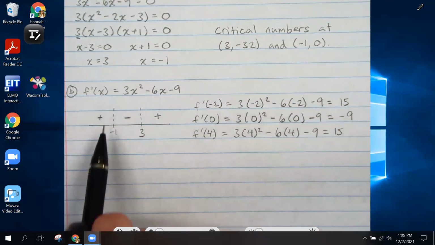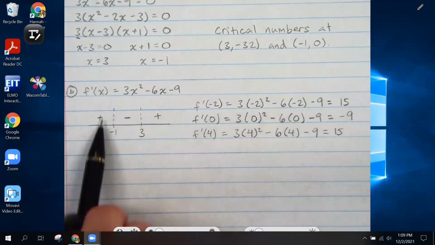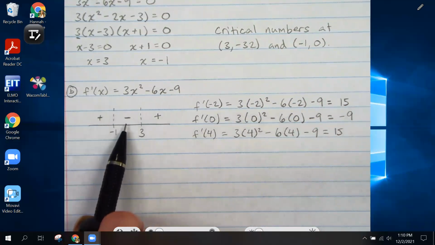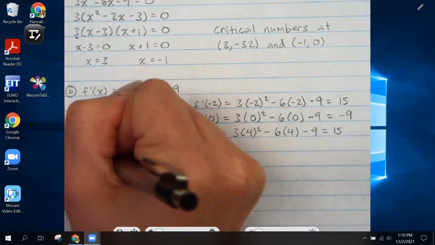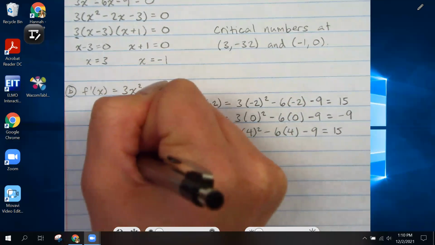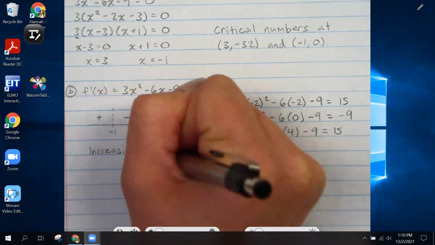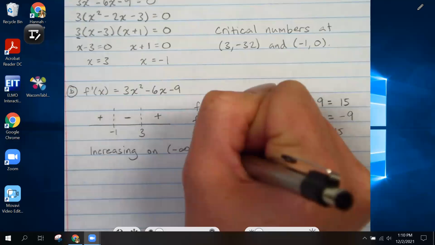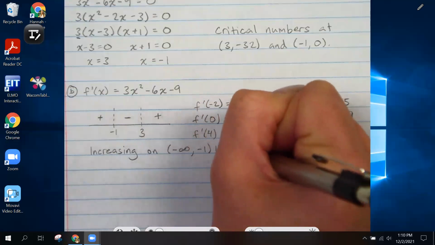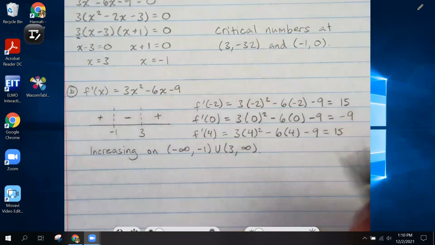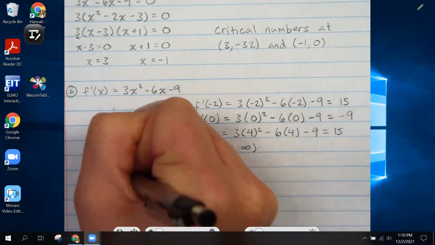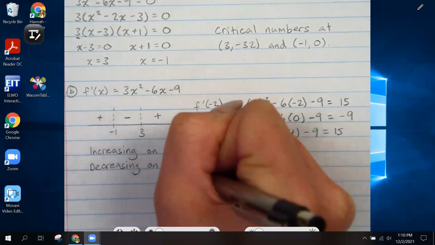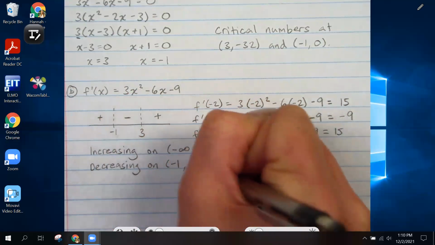So anywhere that the derivative is positive, that's where it's increasing. Where it is negative, that's where it's decreasing. So I'm going to say it's increasing on the interval from negative infinity to negative 1 and from 3 to positive infinity. And it is decreasing on the interval negative 1 to 3.